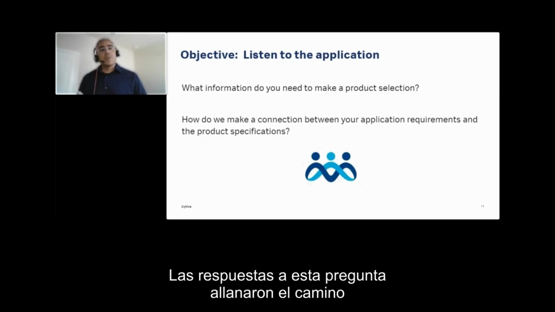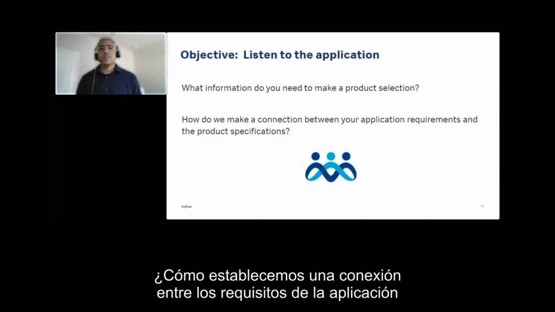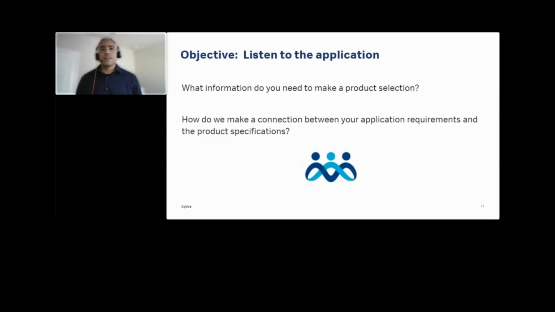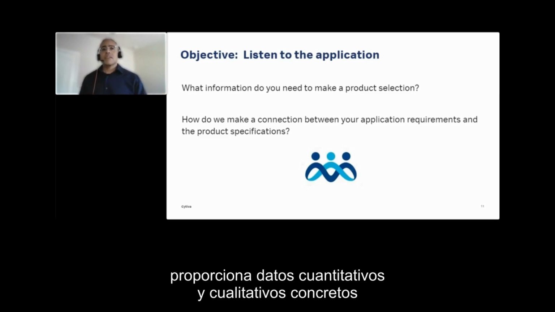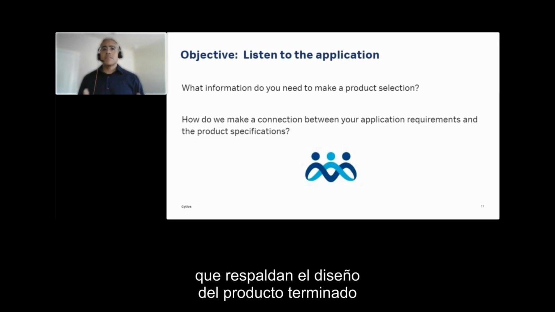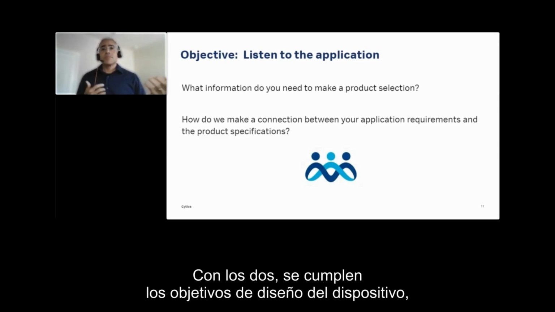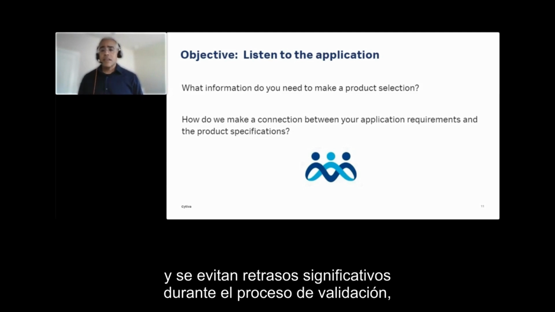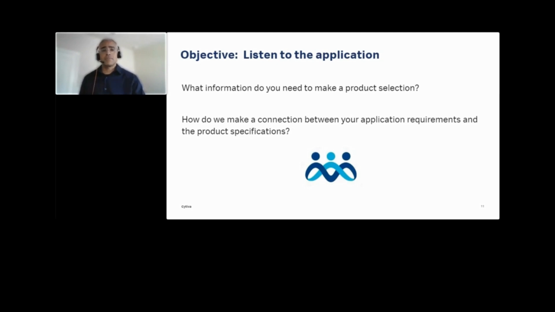The answers to this question then pave the way to the next question that we have here. How do we make a connection between the application requirements and the product specifications of the membrane? Creating this connection or this bridge provides hard quantitative and qualitative data which support the design of the finished product and its specifications. With the two, you then meet the device's design objectives, the finished product claims, and you avoid significant delays during the validation process or perhaps even in production after the product has been launched.